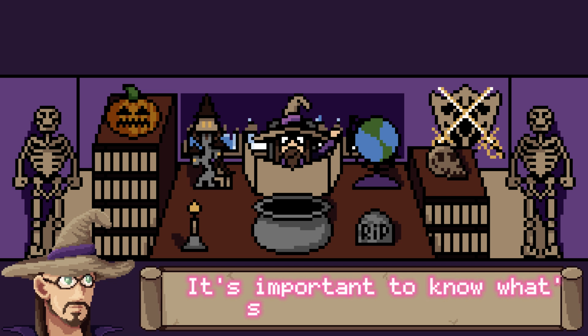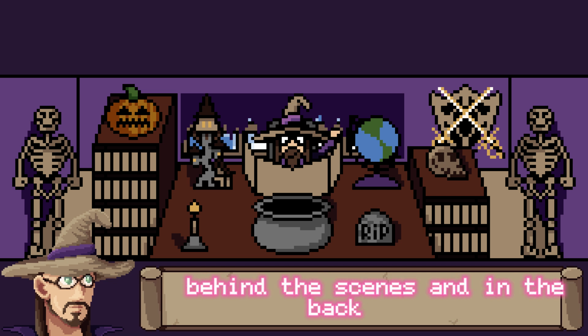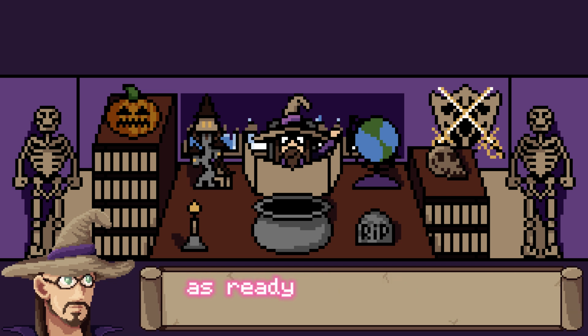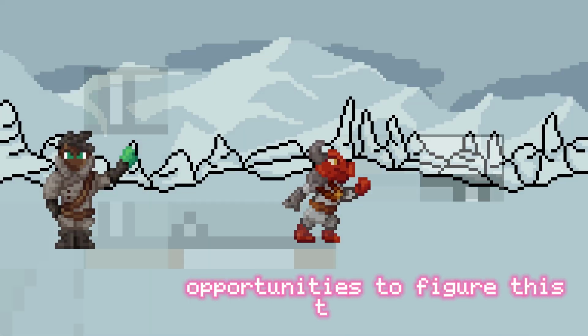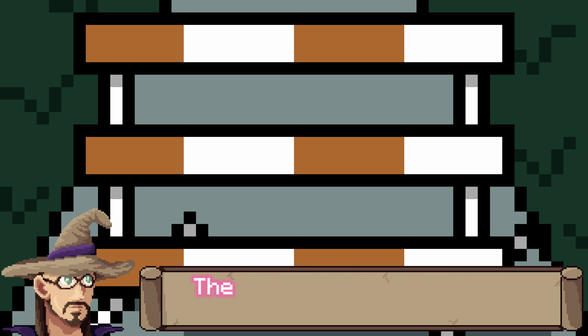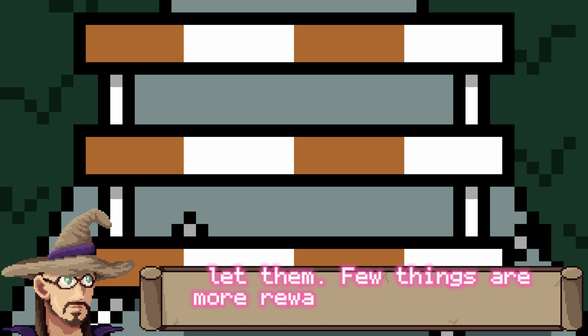It's important to know what's happening with it behind the scenes and in the background so that if this happens, you're as ready as you can be. And lastly, don't be afraid to give your players opportunities to figure this twist out. Don't just hide it from them intentionally. There will always be hints and signs, and if your players stumble upon them, let them. Few things are more rewarding in D&D than this.